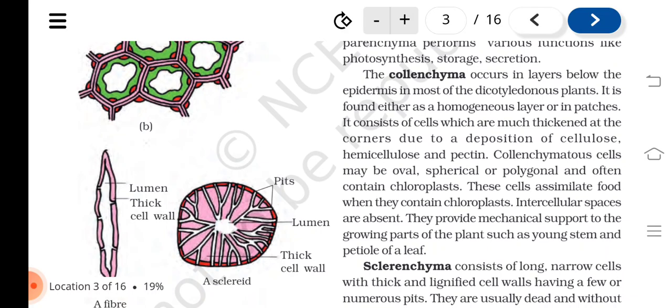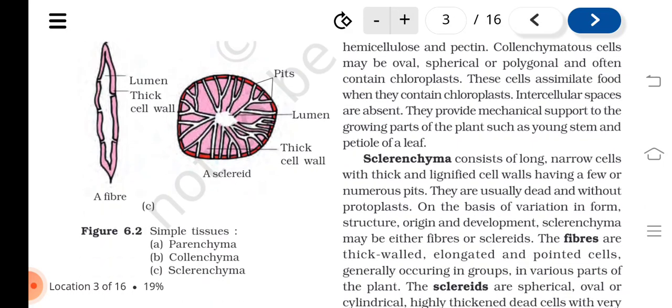The collenchyma occurs in layers below the epidermis in most of the dicotyledonous plants. It is found either as a homogeneous layer or in patches. It consists of cells which are much thickened at the corners due to a deposition of cellulose, hemicellulose and pectin. Collenchymatous cells may be oval, spherical, or polygonal and often contain chloroplasts. These cells assimilate food when they contain chloroplasts. Intercellular spaces are absent. They provide mechanical support to the growing parts of the plant, such as young stem and petiole of a leaf.